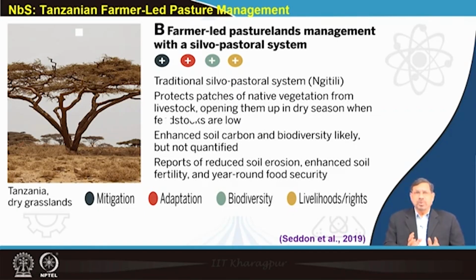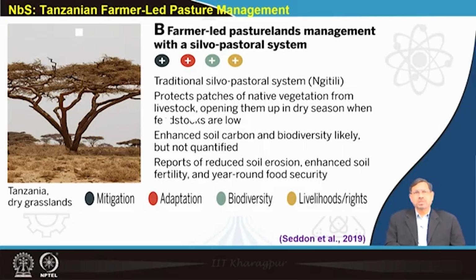So, if we protect it and open these small patches of vegetation for the livestock to graze during the dry season, that means they have a base to eat or graze and live, because in the non dry season they get the grasses and other leafy materials from other places, from other vegetation materials. But if we reserve something for them to be opened up during the dry season, that means they get food all through the year.